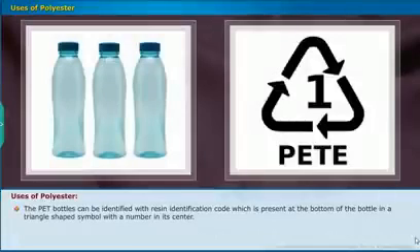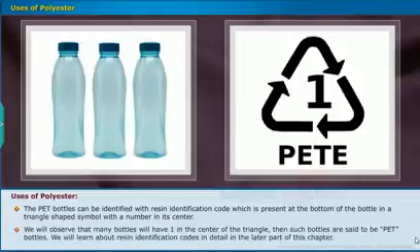The PET bottles can be identified with the resin identification code which is present at the bottom of the bottle in a triangle-shaped symbol with a number in its center. We will observe that many bottles will have 1 in the center of the triangle. Then such bottles are said to be PET bottles. We will learn about resin identification codes in detail in the later part of this chapter.